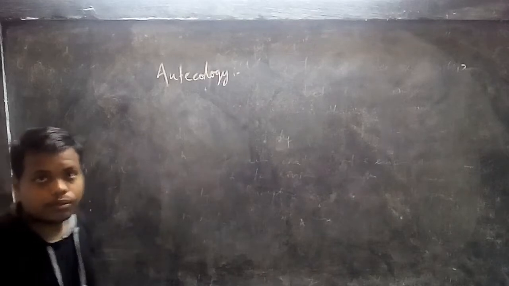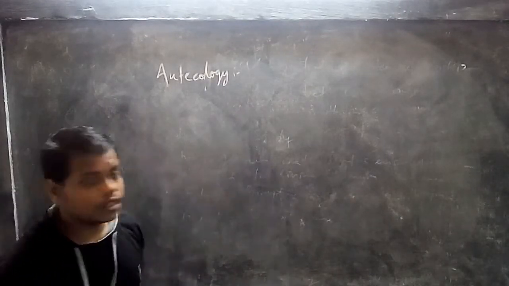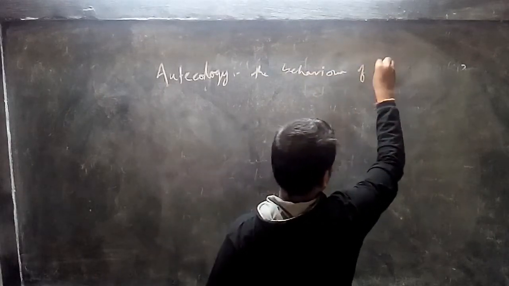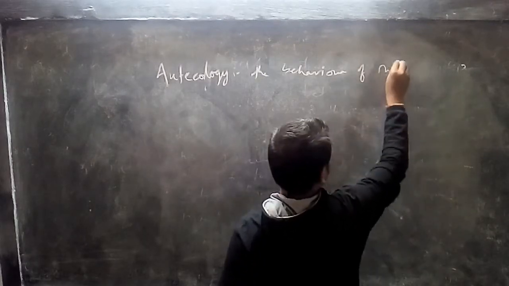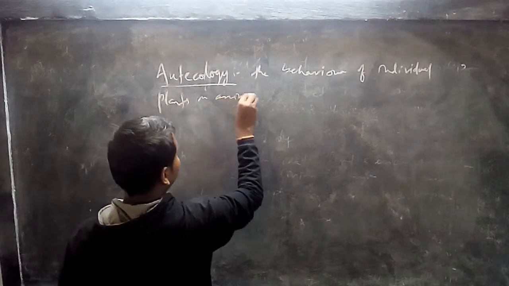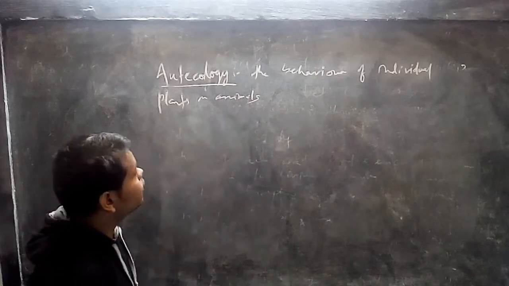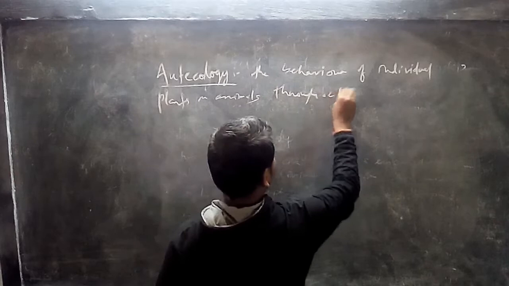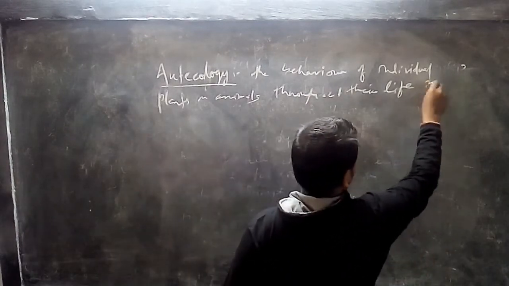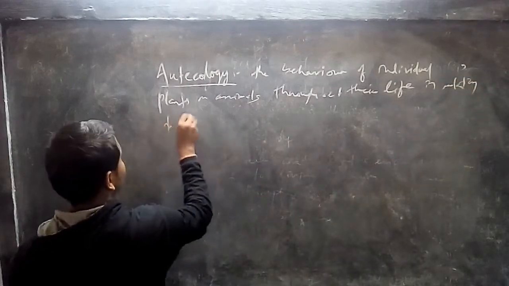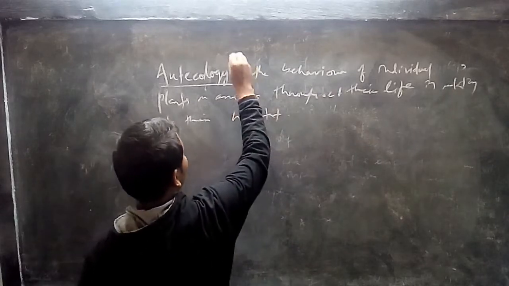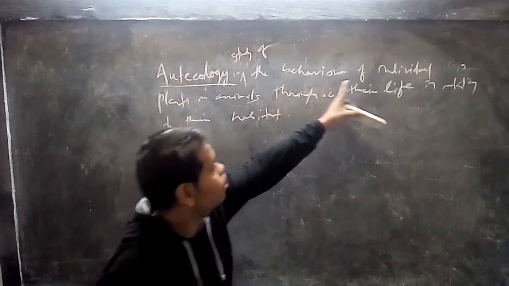Now, what does the term autecology refer to? Autecology refers to the behavior of individual plants or animals throughout their life in relation to their habitat. The study of autecology is the study of the behavior of an individual plant or animal.